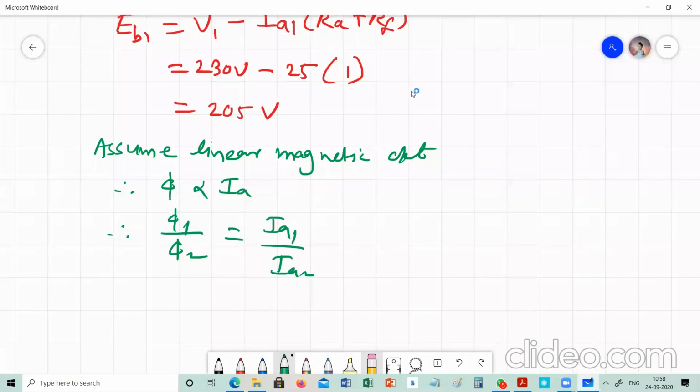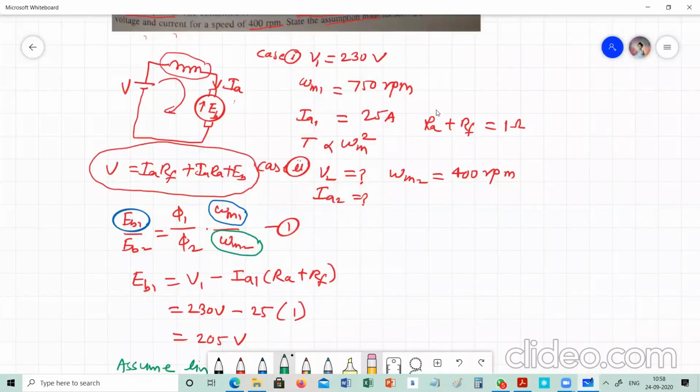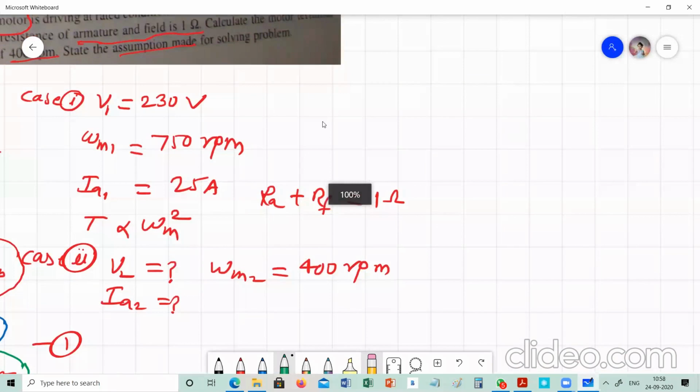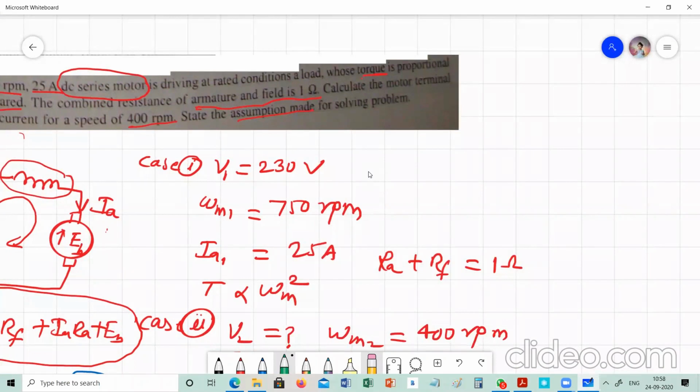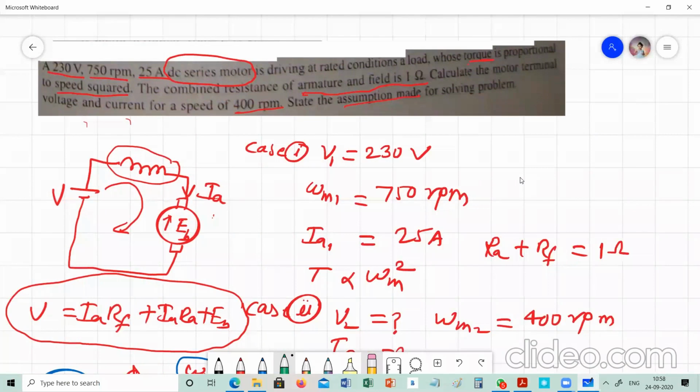Sorry, I think they have given the value of omega m2 also. They have asked, one minute, I will zoom out, to calculate the motor terminal voltage, V2, and the current for a speed of 400 rpm, and omega m2 is also given. I have written here omega m2 is equal to 400 rpm.